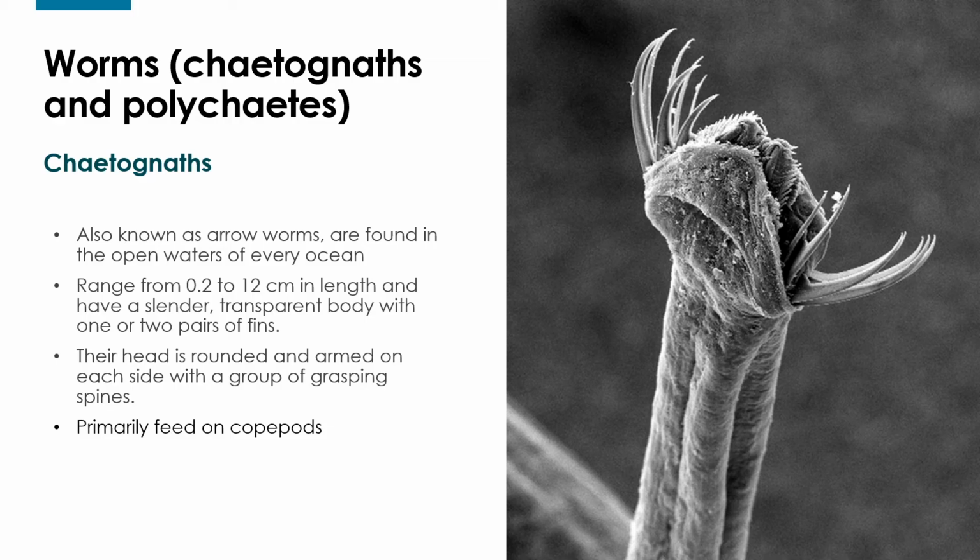And like I said, they primarily feed on copepods, but they will also eat amphipods and ostracods and other types of worms like polychaetes and other types of planktonic tunicates as well, and sometimes fish larvae. And what's really cool about this image is that you can see their teeth, and they use their teeth to also capture their prey.